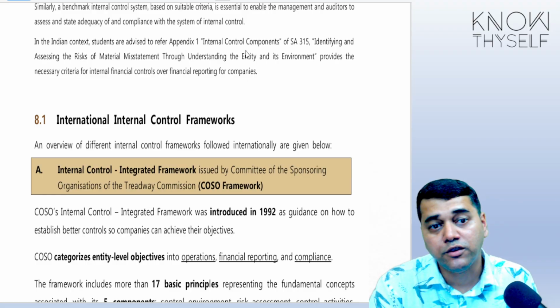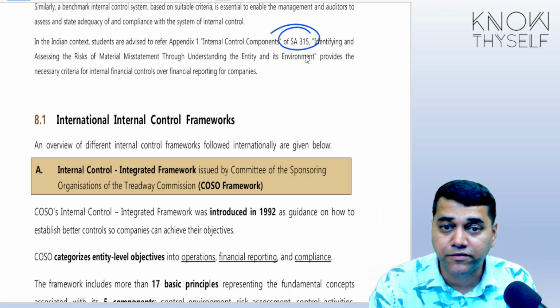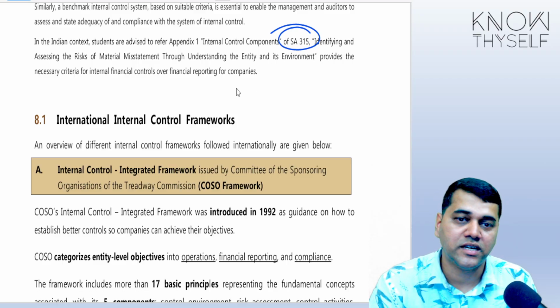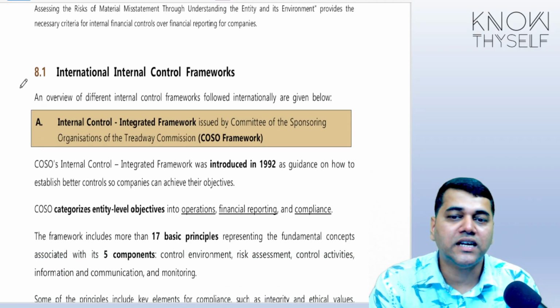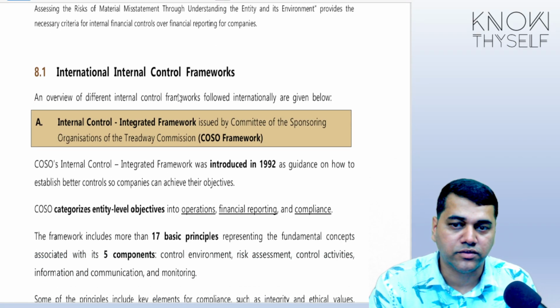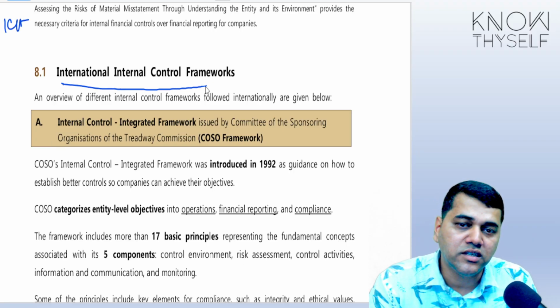They referred that you are supposed to do internal control testing as per SA 315 also. So please read and understand this particular guidance note. So this is what they have told. Second is international internal control frameworks. The very first, this is what our local ICAI has issued. What are the international internal control frameworks?